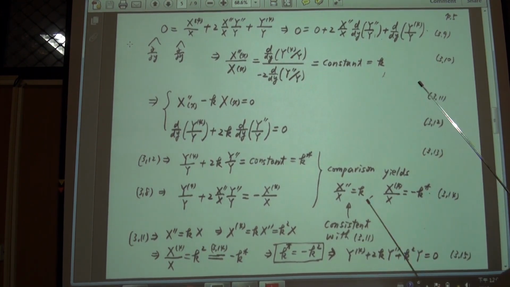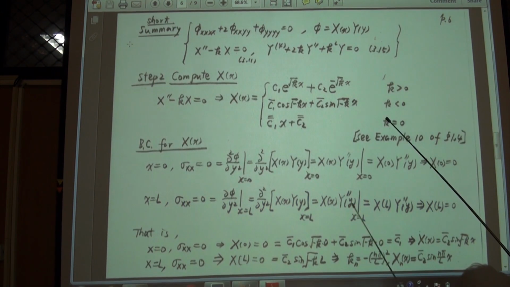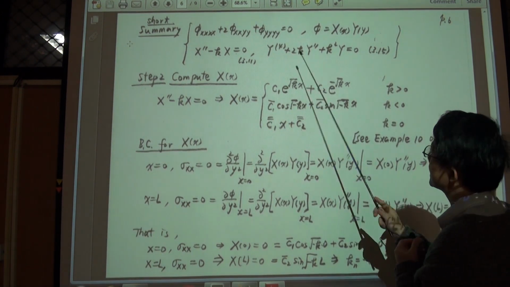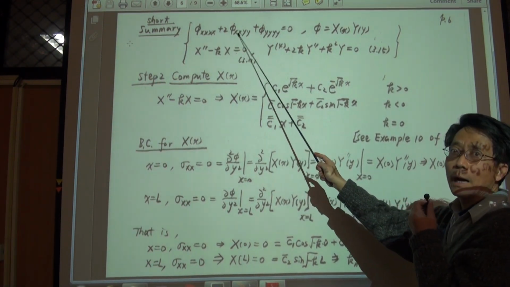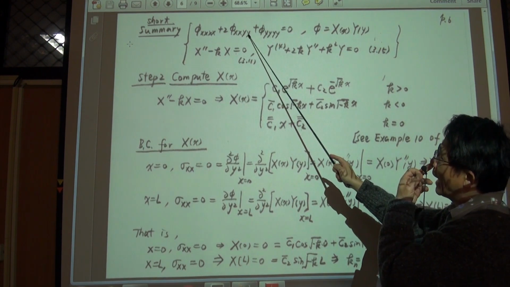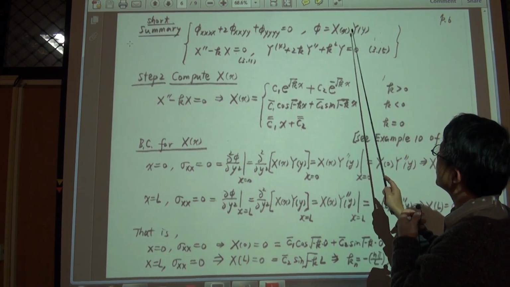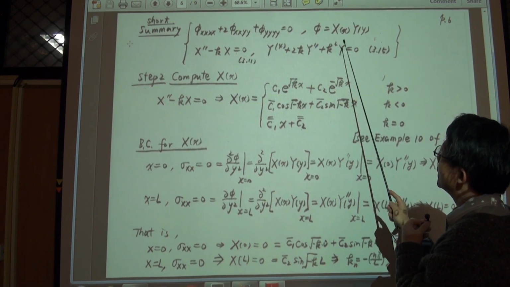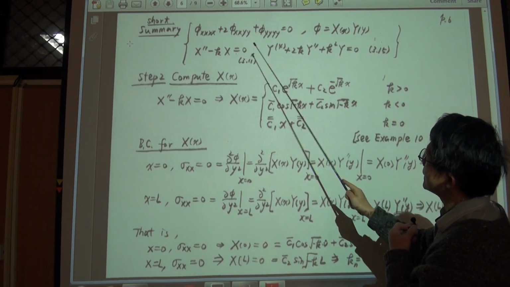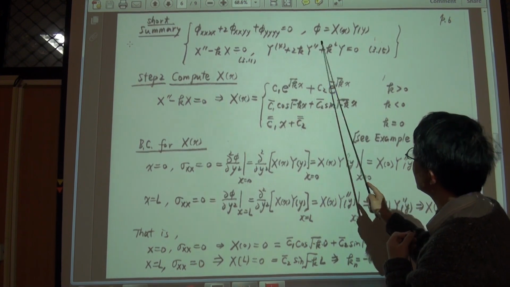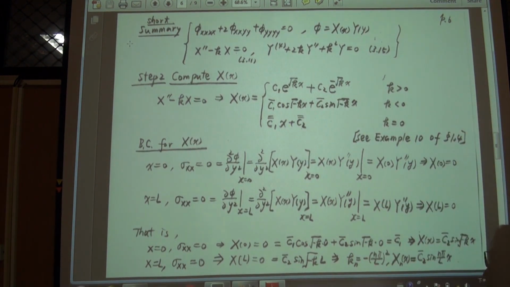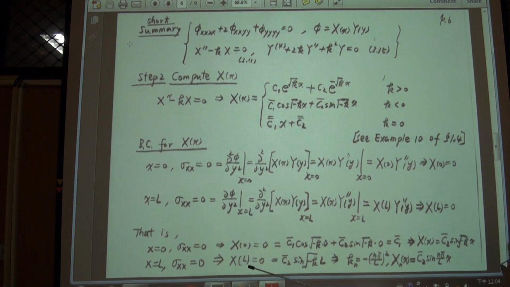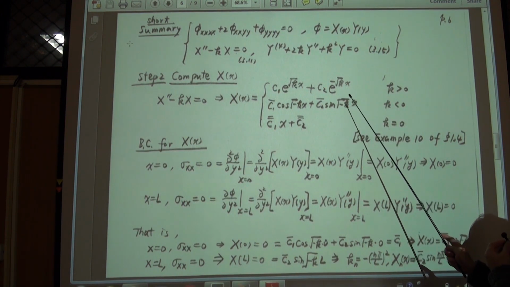Okay, let us perform a summary. We have a biharmonic equation. We assume that phi equals big X and big Y. Big X satisfies this equation and big Y satisfies this equation. Now we want to solve X and Y step by step.